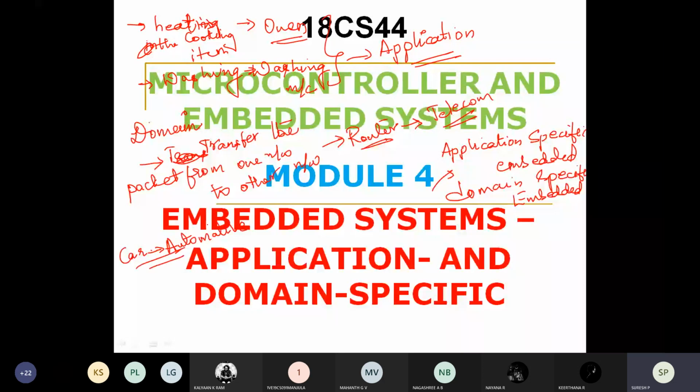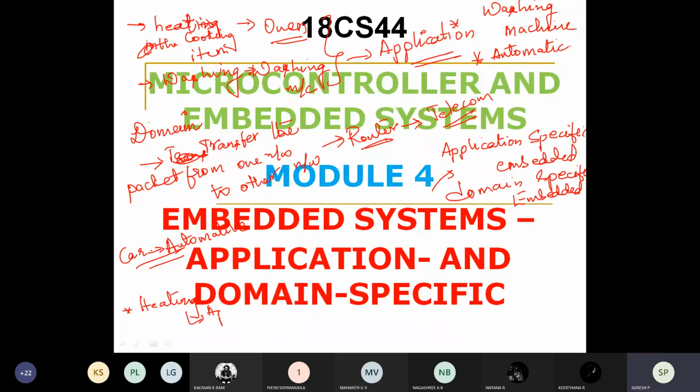So in this particular chapter, we are going to discuss your washing machine, which is referred to for the application domain. The other domain specific embedded system which you are going to study is about the automotive domain. You can take the case study of your oven for heating, for your application based.